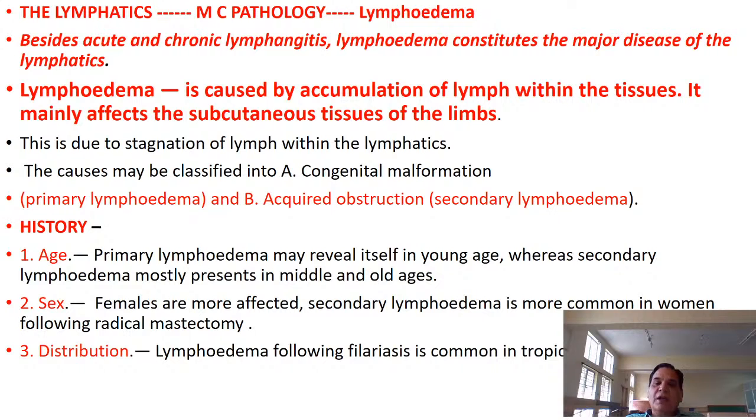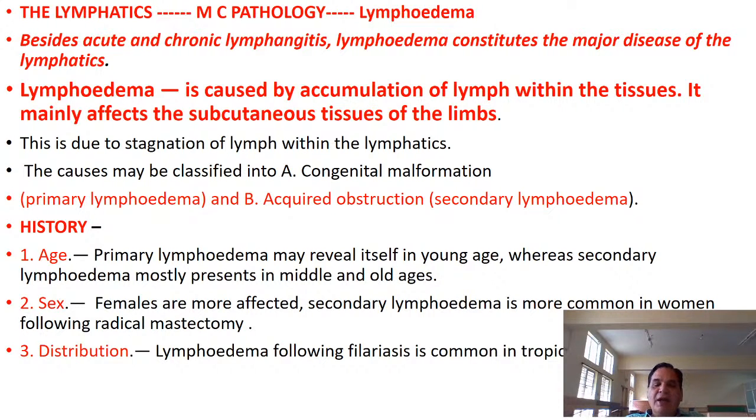By definition, it is accumulation of lymph within the tissues. Very simple definition. Accumulation of lymph. Don't call it fluid. It is lymph. In the tissue is lymphedema. And it mainly affects subcutaneous tissues in the limb, because the fascia prevents it from going to the muscle or a deeper plane. So this is a very common question: why does it not go deep? Because of fascia. Stagnation of lymph within lymphatics is also lymphedema.